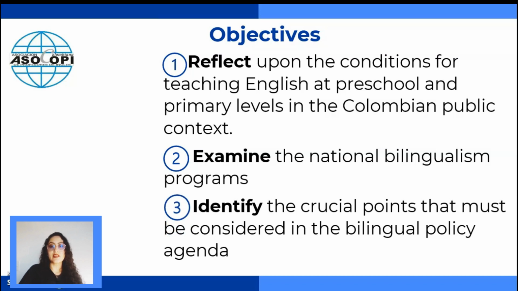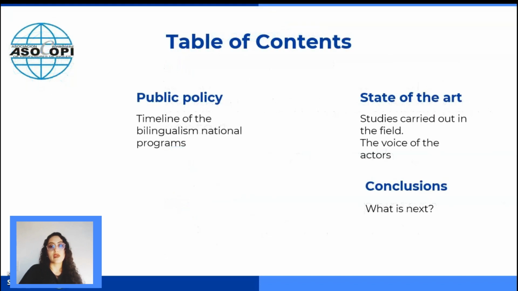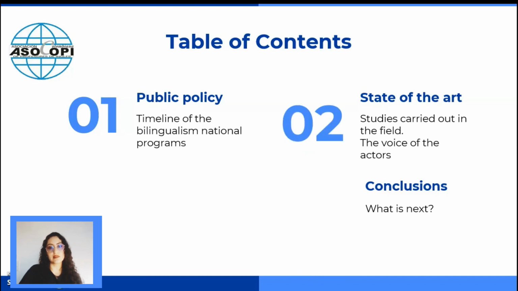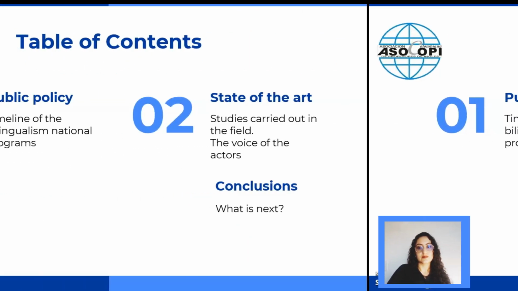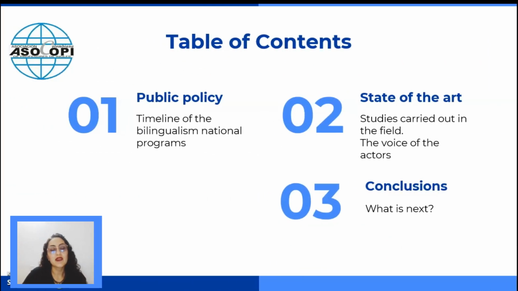To achieve these objectives, I have organized this lecture in 3 sections. Firstly, I'm going to talk about the important facts and moments in the bilingual public policy in Colombia. I will focus on those that concern preschool and primary, of course. After that, I will share the result of a documentary exploration related to teaching English in those levels. I will include how those results are seen from the voice of the actors, that is students, teachers, and policy makers. And finally, I will draw some conclusions. So I will start with the first section.